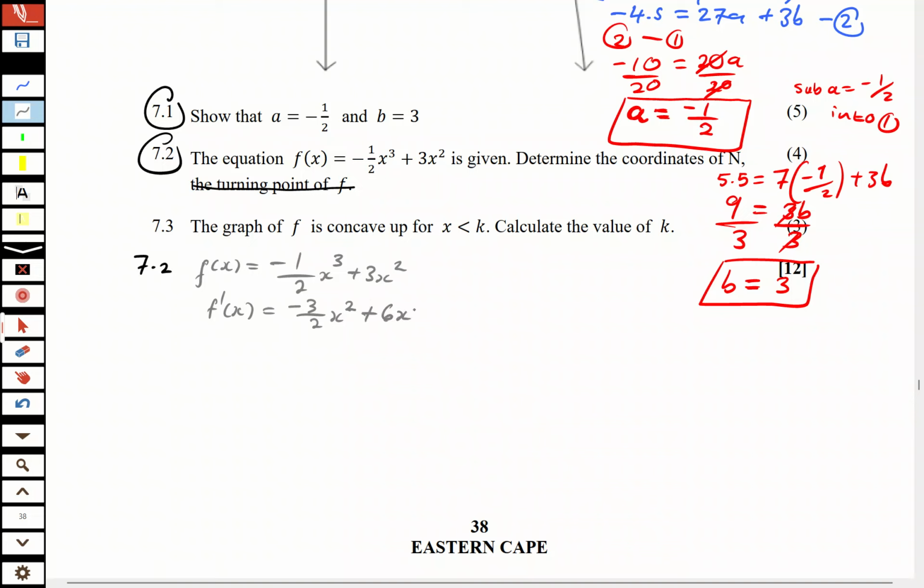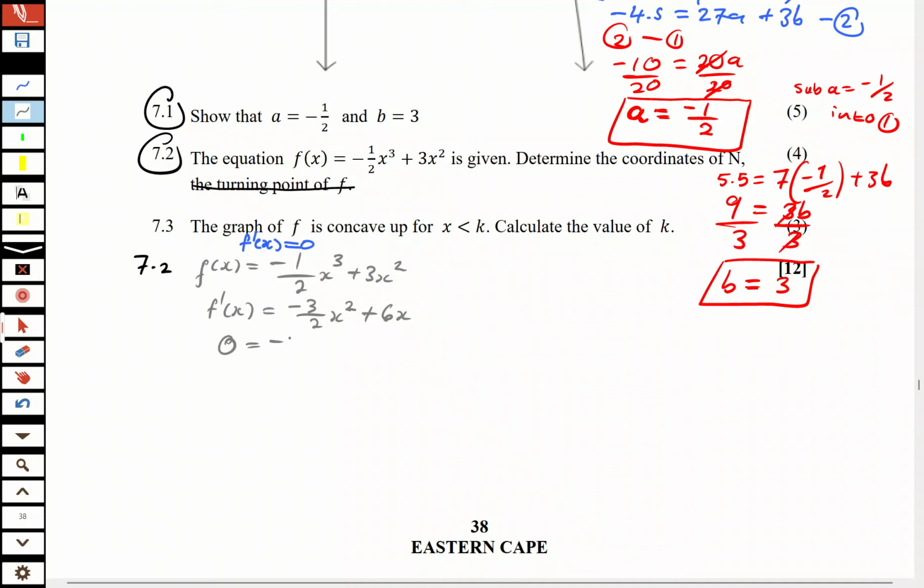Plus 6x. So now, you know the gradient at the turning point is what? Is 0. I should have stated here that when we take the first derivative, we equate to 0 to solve the critical points at the turning point. The critical points are the x-intercept at the turning point. All that signifies everything there.